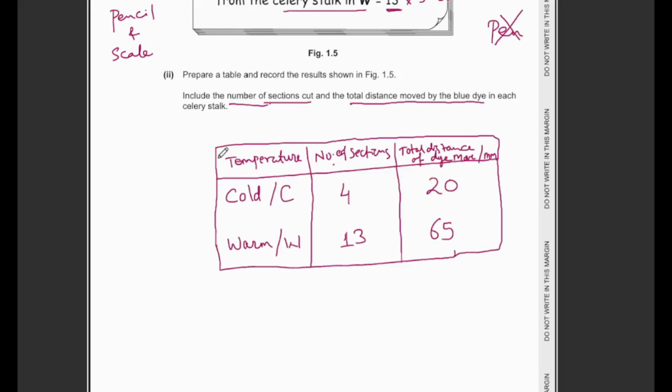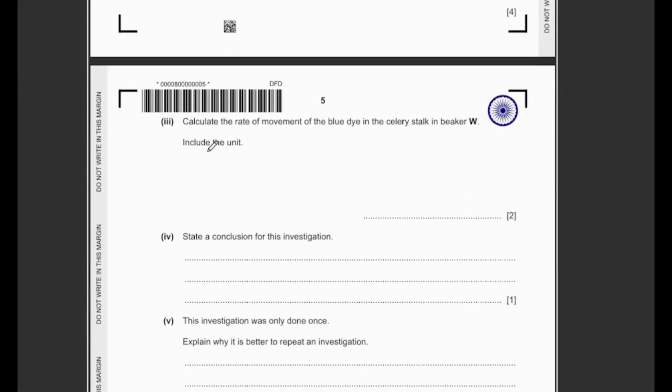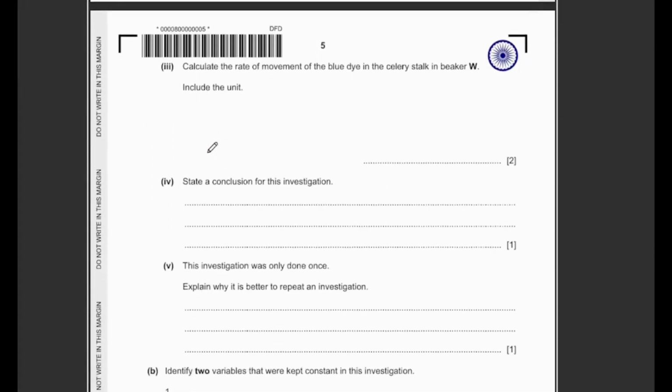Now moving to the next one. Calculate the rate of movement of the blue dye in the ciliary stalk in beaker W. So we have to calculate the rate of movement. What is the rate of movement of the blue dye?